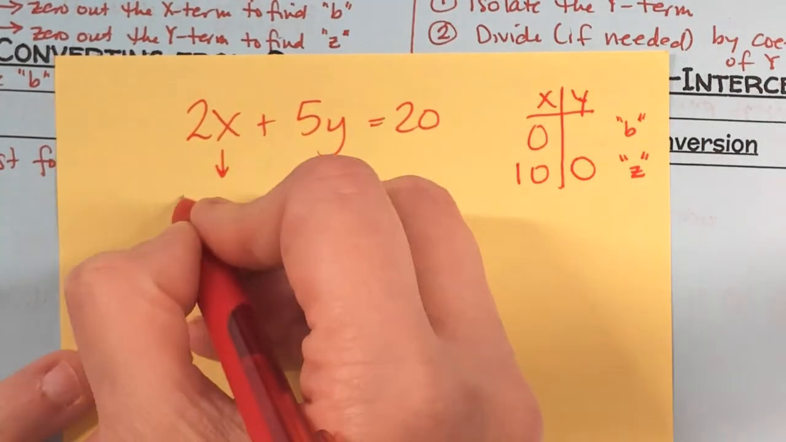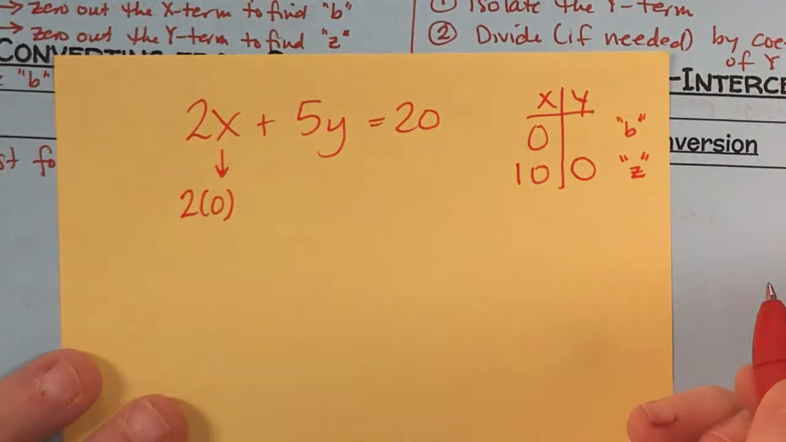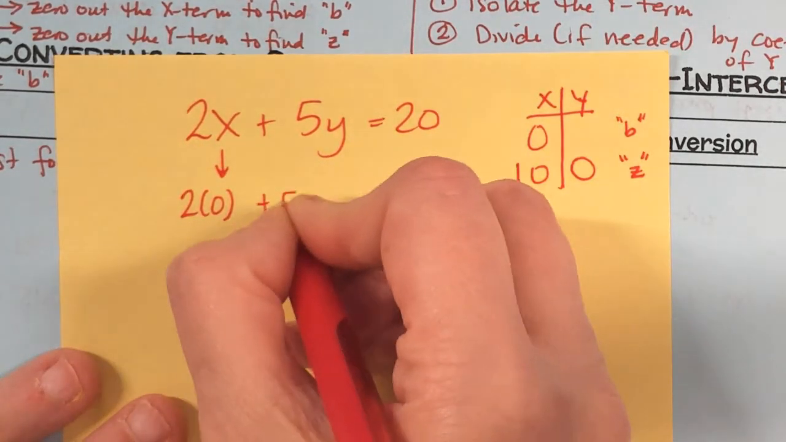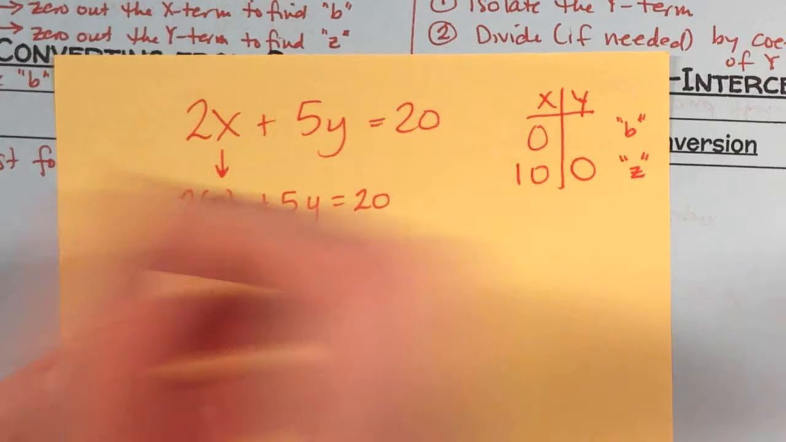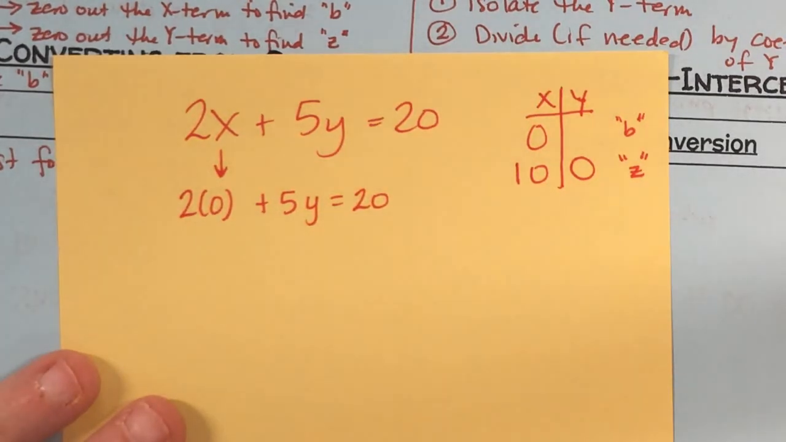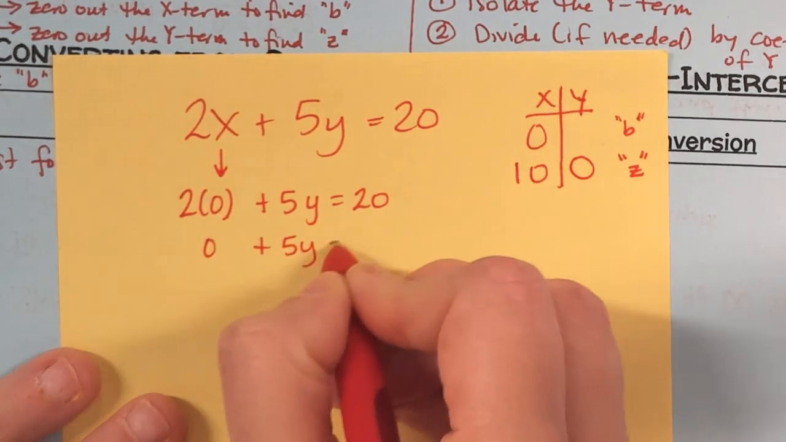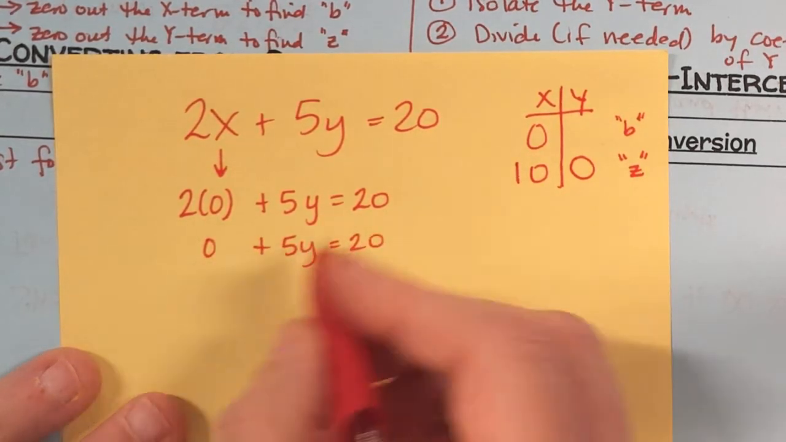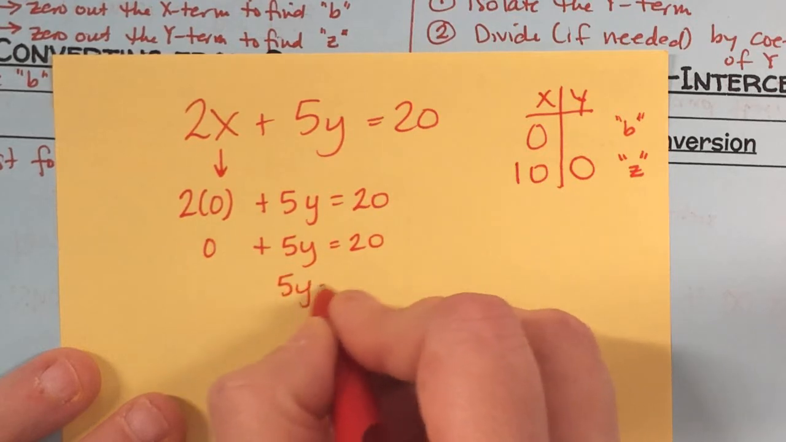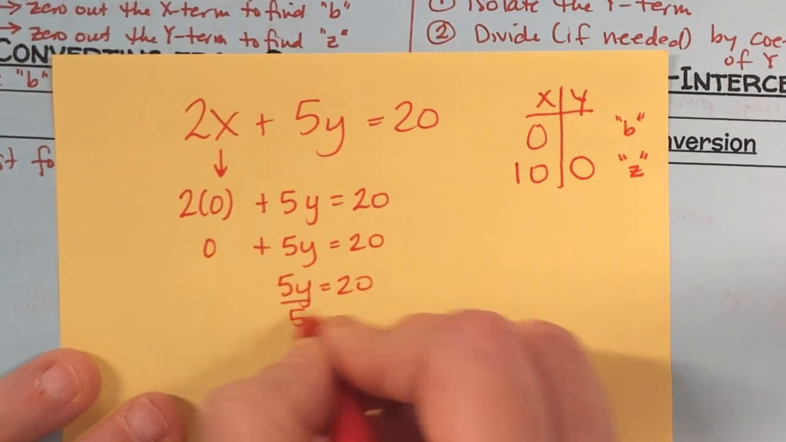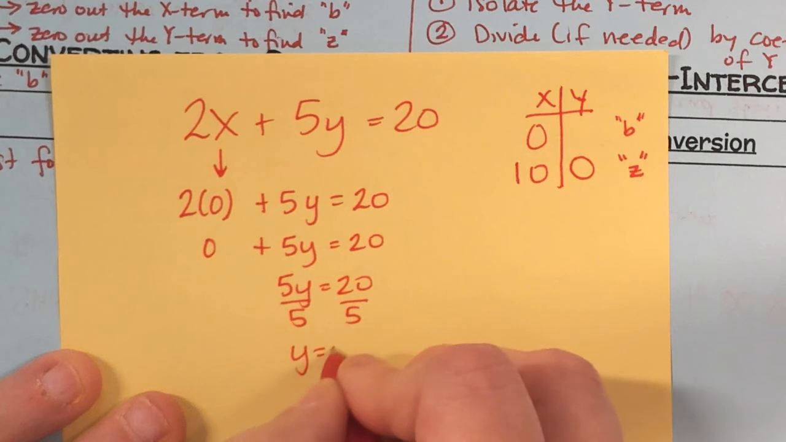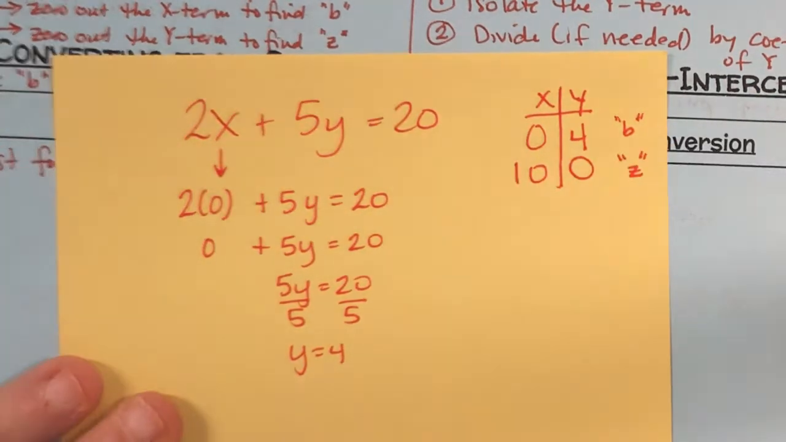So could I plug in 0 and then solve the equation? I can. Okay. 2 times 0 is 0. Well, that 0 just goes away, right? So it's just 5y equals 20. And then I get y equals 4. So the y-intercept is 4.